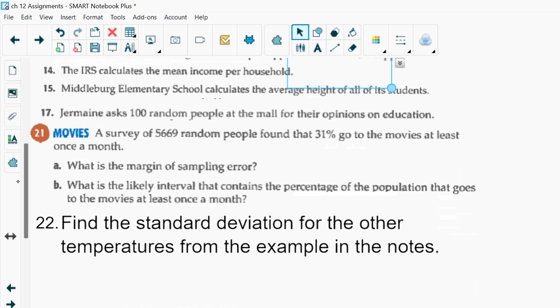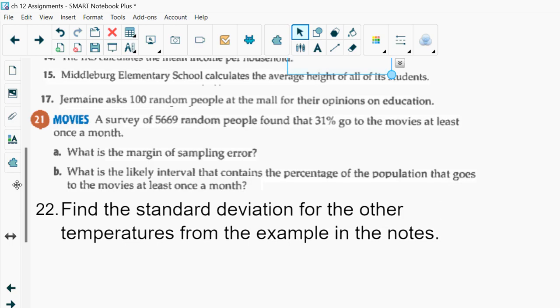The only two problems that you actually have to do math on, 21 talks about the margin of error, which is the formula in the notes. It says, what is the margin of error? And then find the interval using that margin of error. So that's a little bit of math to do. And then 22, maybe you want to start here since that's what we just did. I want you to go back and do the standard deviation for the other 10 temperatures and see what you get. So if you want to do that first so I can help you if you get stuck on it. But that's your assignment. There's no new video.